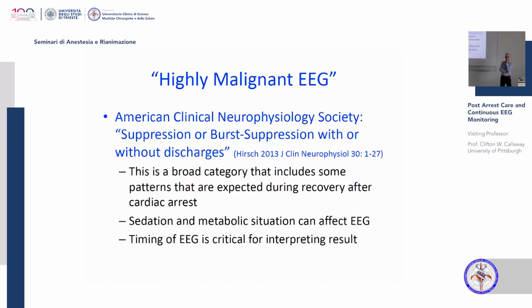There's pathology, and there are different definitions of pathology. This is one from the American Clinical Neurophysiology Society. It was a number of years ago, 10 years ago now. They talked about highly malignant EEG. Because I study cardiac arrest, this was a common finding, and it's a broad definition that I put up here because when you read papers, they will say highly malignant EEG. If you read guidelines, they will say if the patient has a highly malignant EEG. But this includes some things that might actually have recovery.